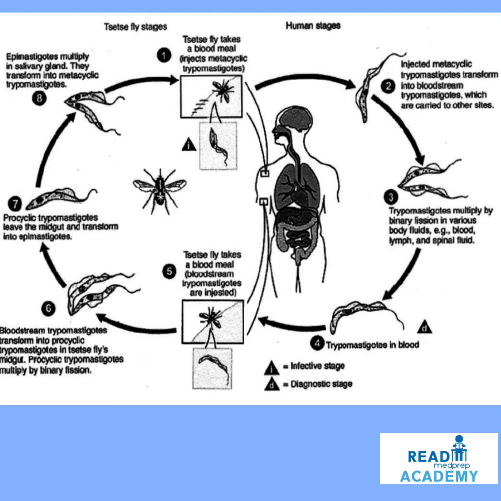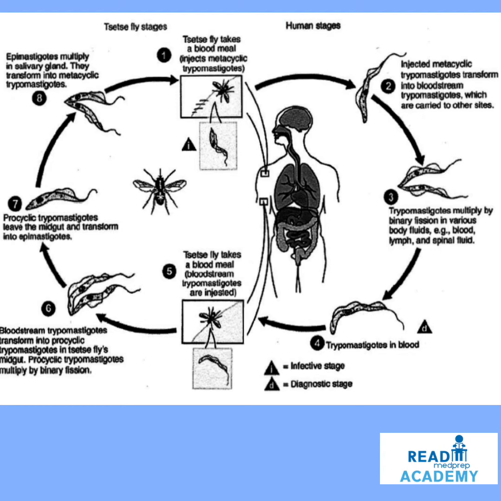And these trypomastigotes are taken up by the tsetse fly when it takes a blood meal. The trypomastigotes enter the fly and are transformed into procyclic trypomastigotes in the tsetse fly's midgut. Procyclic trypomastigotes multiply by binary fission.